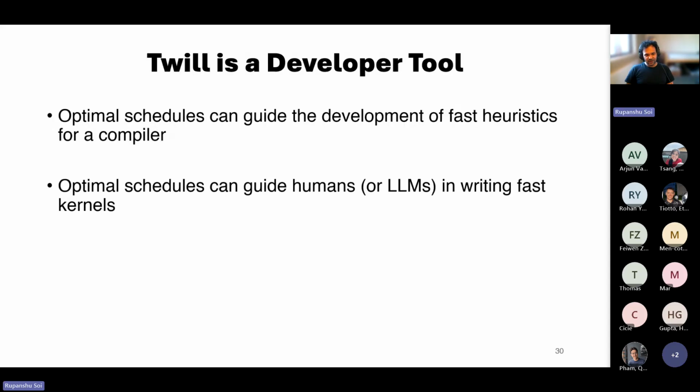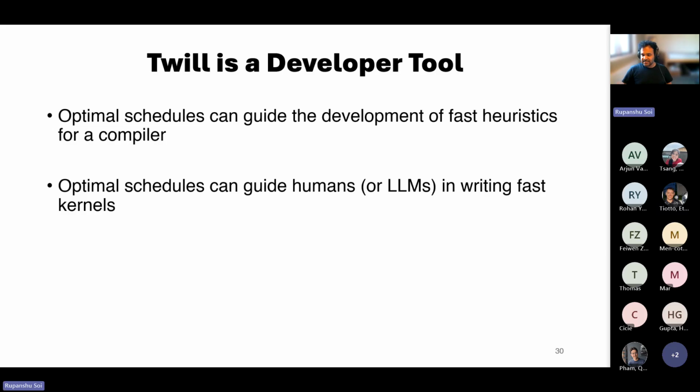I want to say something about how tools like TWILL can be used. Clearly, TWILL is much slower than what would be required in the fast path of a compiler meant for interactive development. But I would say that optimal schedules can guide the development of fast heuristics for a compiler. As a compiler writer, it's really difficult to come up with good heuristics if you do not know what the optimal schedule looks like.